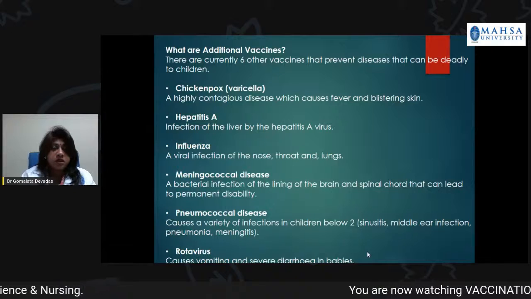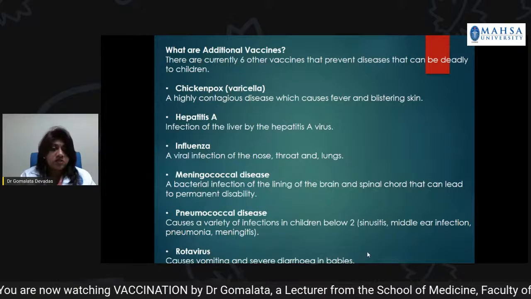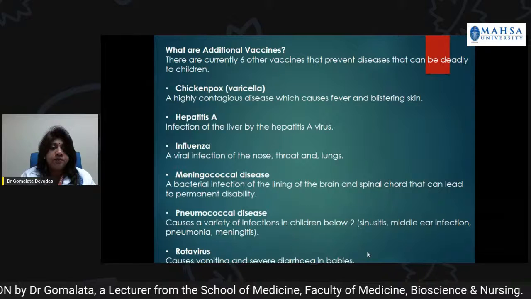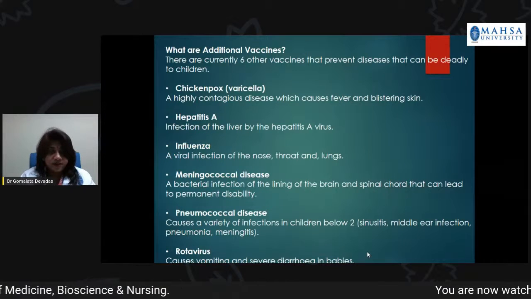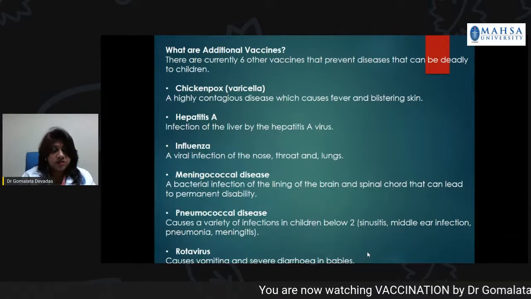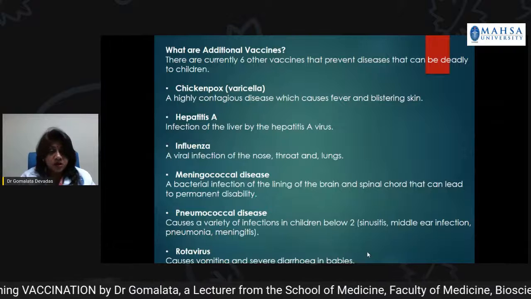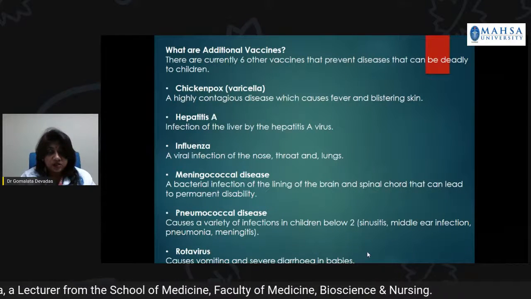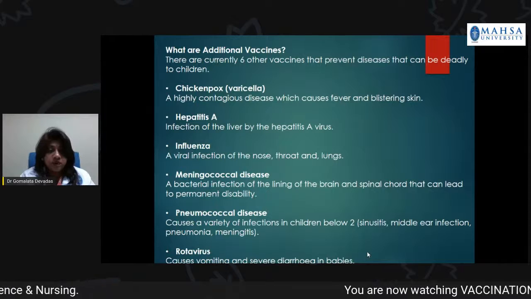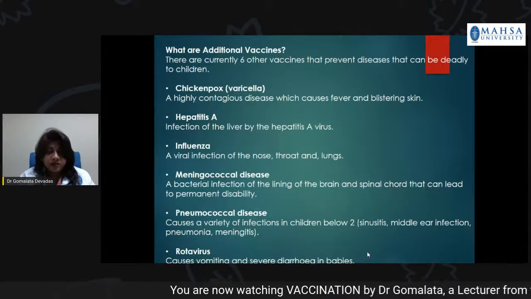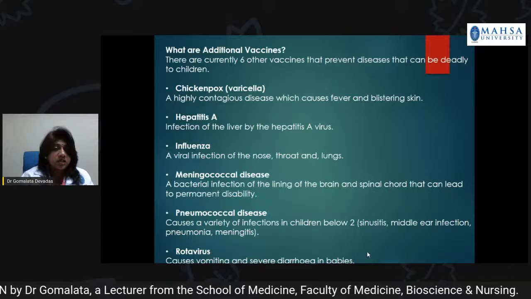Chickenpox, I think all of us know, is a highly contagious disease which causes fever and blistering skin. So you have a vaccine to prevent that, and you have the vaccine for hepatitis A, which is an infection of the liver by the hepatitis A virus. And you have the influenza vaccine, same as for the adults and the elderly, also for the children. This is a viral infection of the nose, throat, and lungs. To prevent this, we get the influenza vaccine. Apart from that, we have meningococcal disease, a bacterial infection of the lining of the brain and spinal cord that can lead to permanent disability, especially in kids.